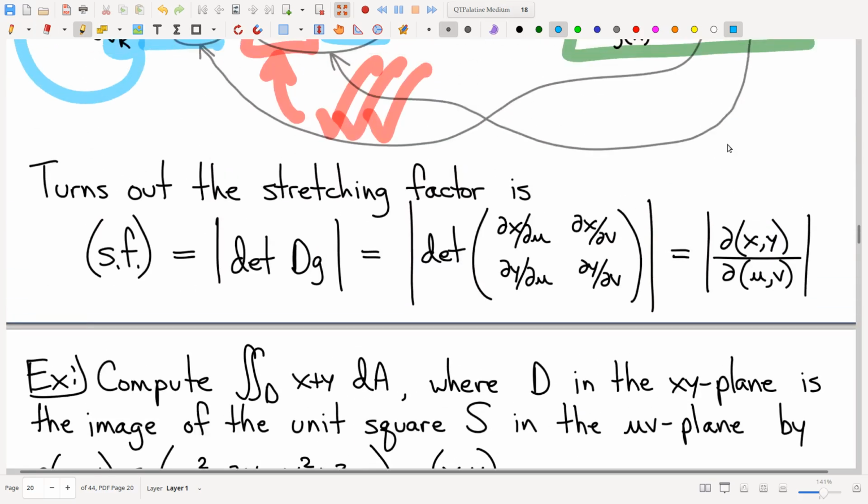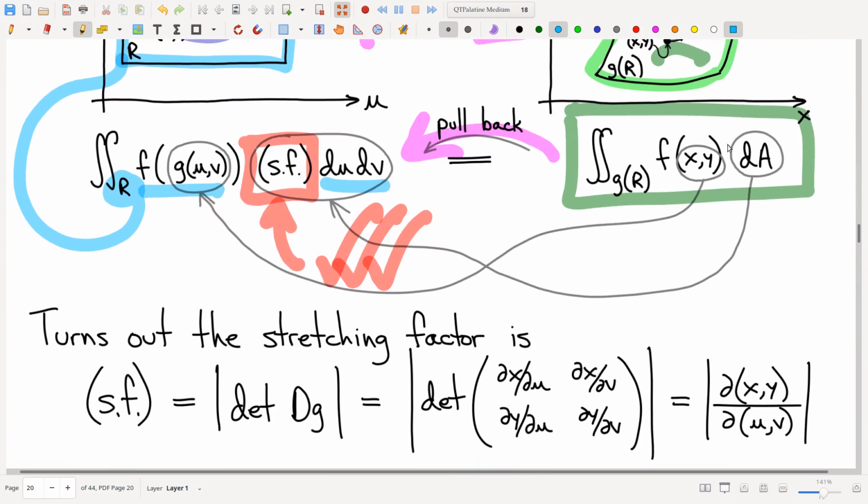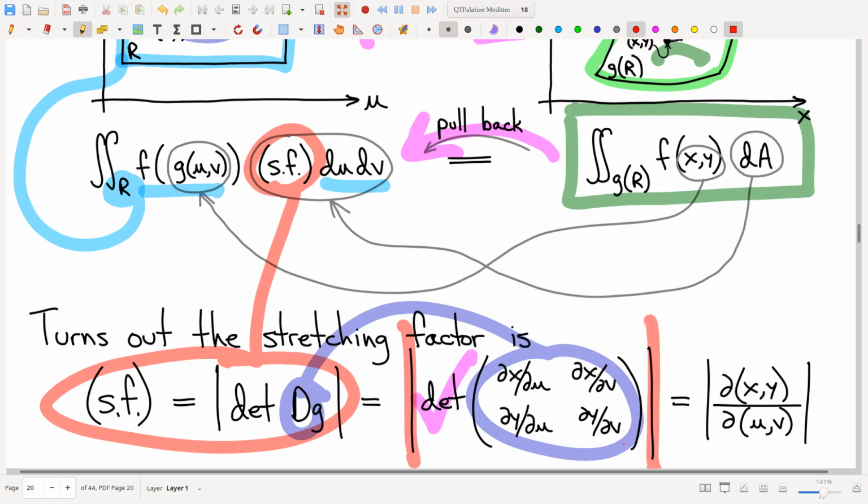We're going to have to compute our stretching factor. Our stretching factor, keep in mind, is that formula. So I'm going to have to compute my derivative matrix. I'm going to have to take its determinant. Don't forget the absolute values. It's real easy to forget the absolute values. Don't forget the absolute values. And off you go. So here we go. Let's do it.